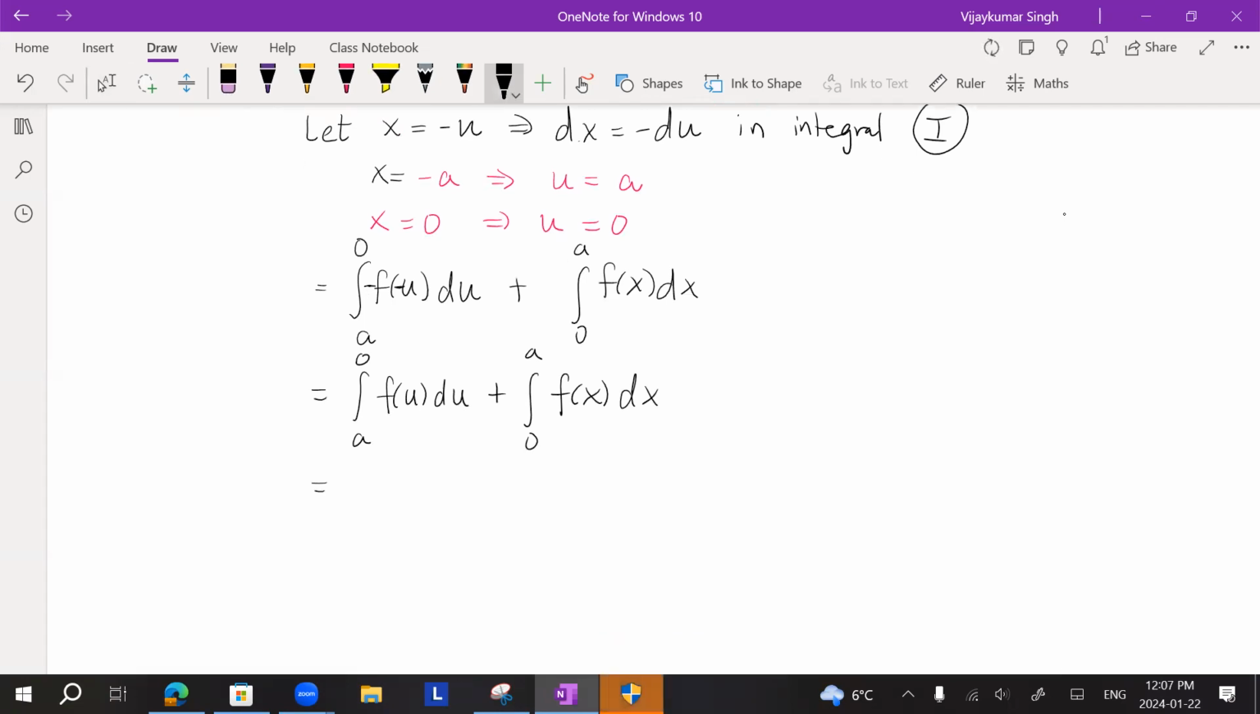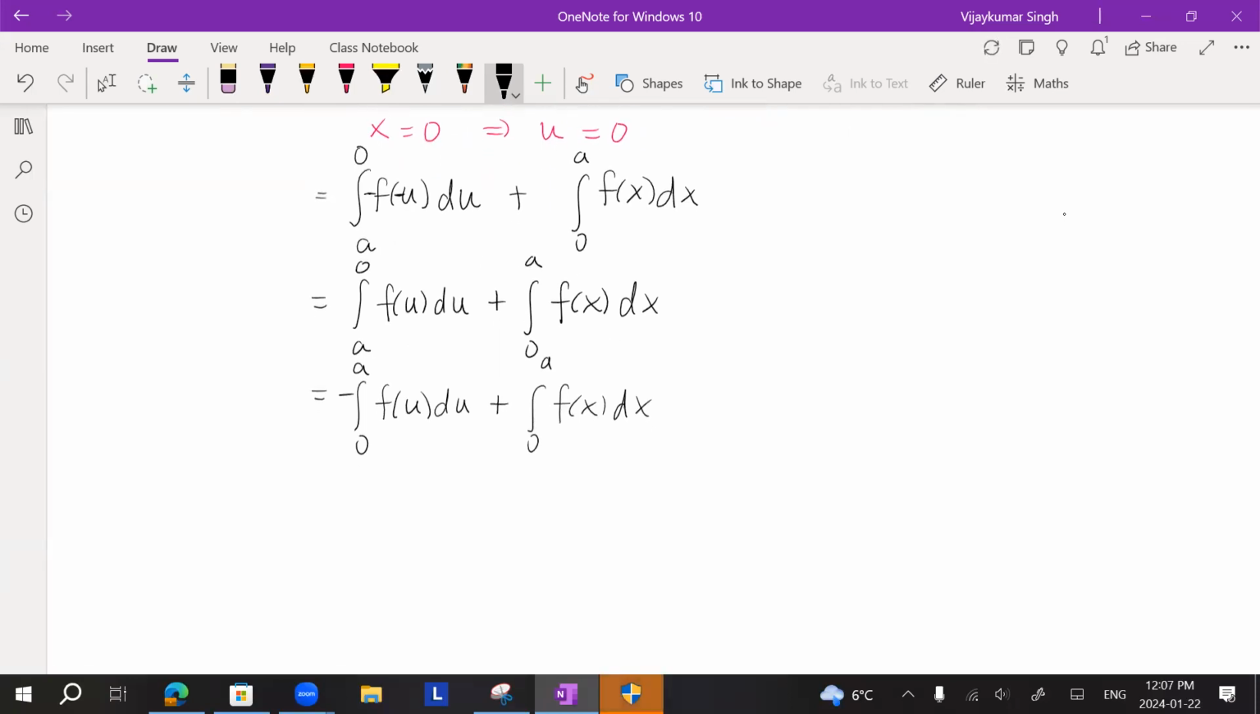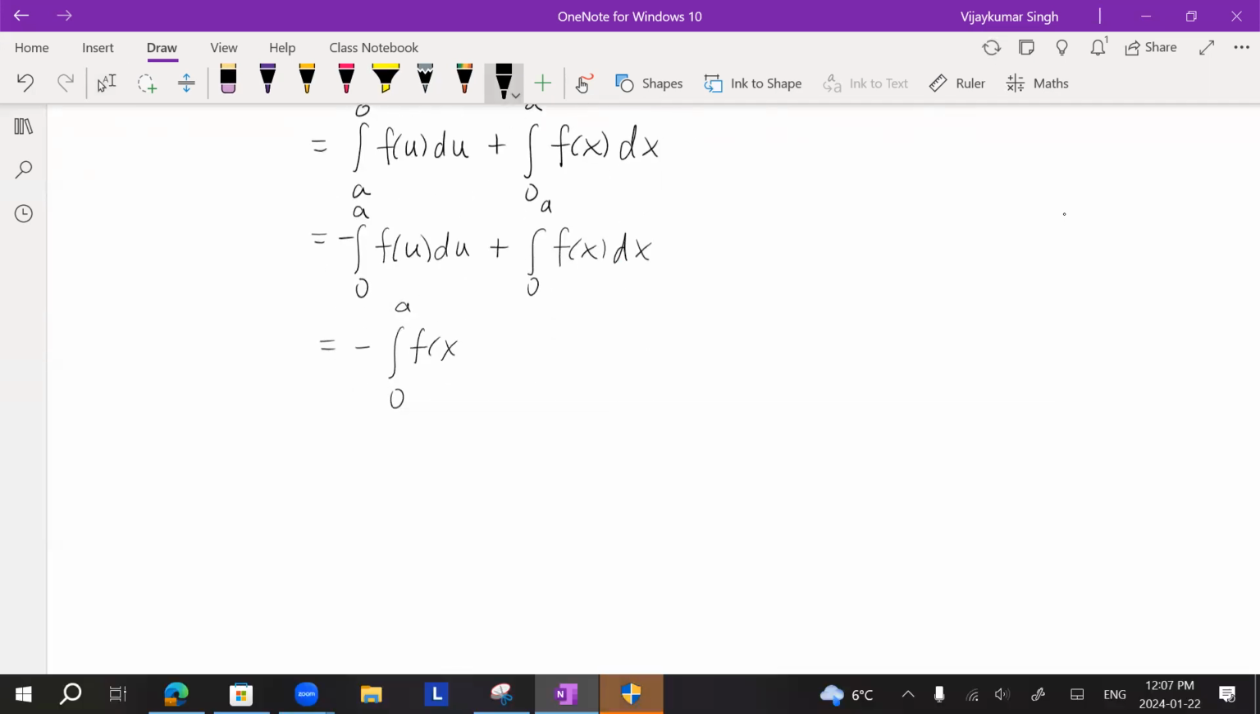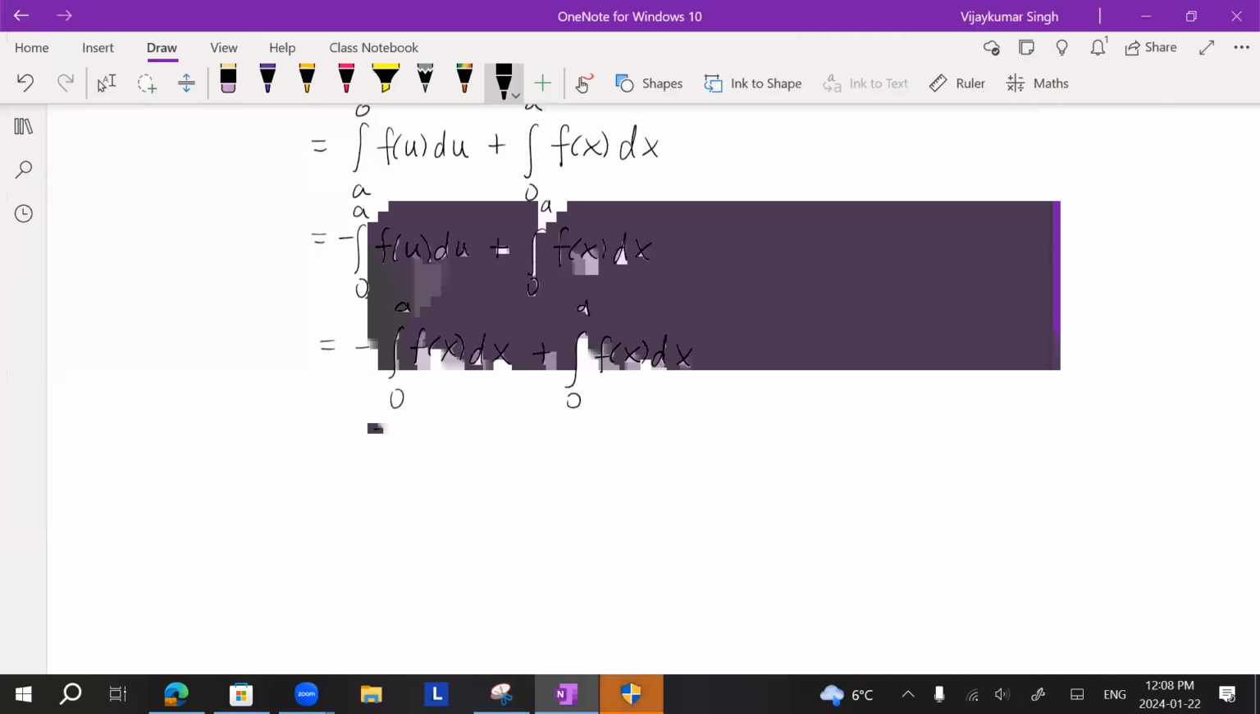And now you have a to 0. You can write it as 0 to a, but with the minus sign, as seen by the property we did earlier. And now you can replace u by x, because in this case it becomes a dummy variable. This integration is going to be the same. So we can say minus the integral from 0 to a of f of x dx, plus the integral from 0 to a of f of x dx. And when you add them, you essentially get 0.